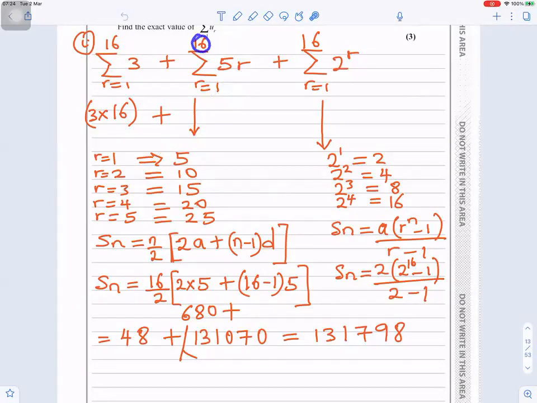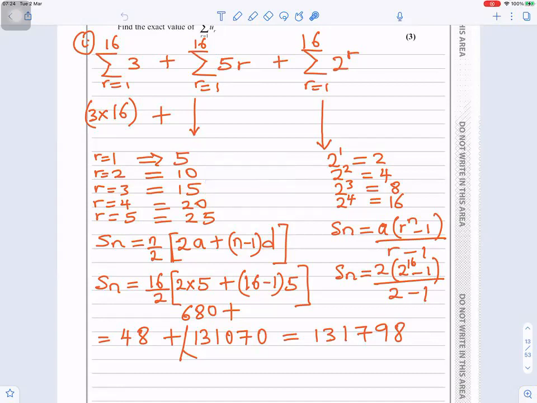We're going up to 16. And when we do that, we get to r equals 5, it gives 25. We notice that the sequence is going up by adding 5. 5 plus 5 gives 10, 10 plus 5 gives 15, 15 plus 5 gives 20. So it's an arithmetic sequence.